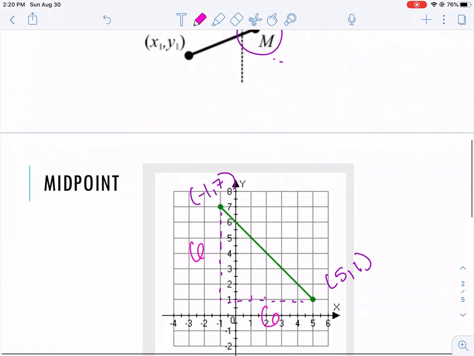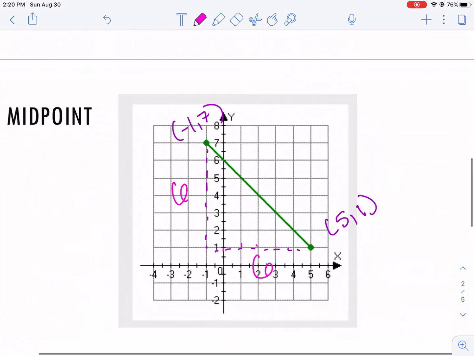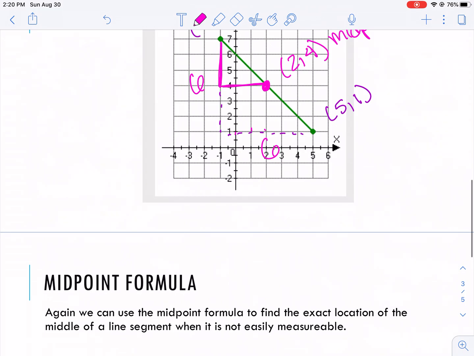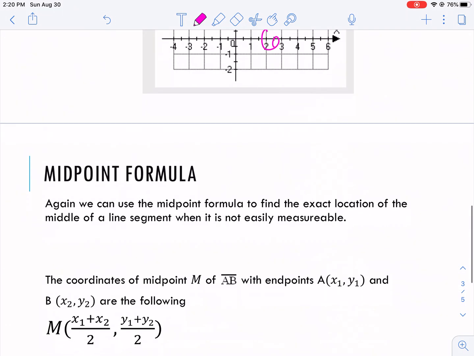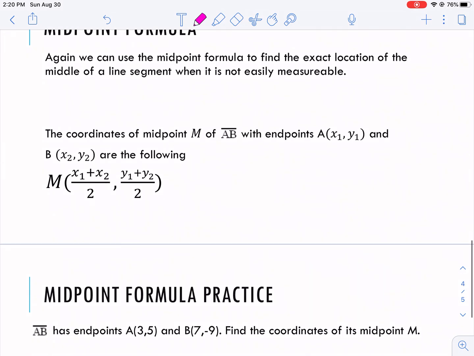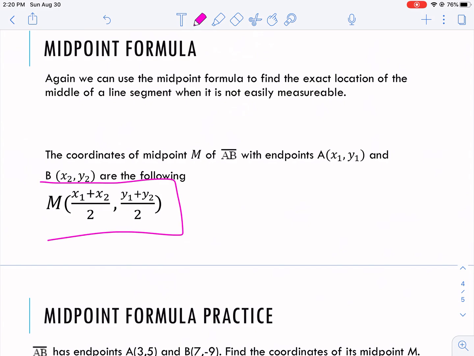If I want to find the midpoint, remember the exact middle, I want to go halfway through. So half of 6 is 3, and then half of 3. So my midpoint is this 2, 4. This is the midpoint. So that's how we can find it from a graph. Or maybe it's not so easy to graph. Maybe it would be like 2.5, and we don't want to count out 2.5. So we can find the coordinates of the midpoint by using this midpoint formula here.